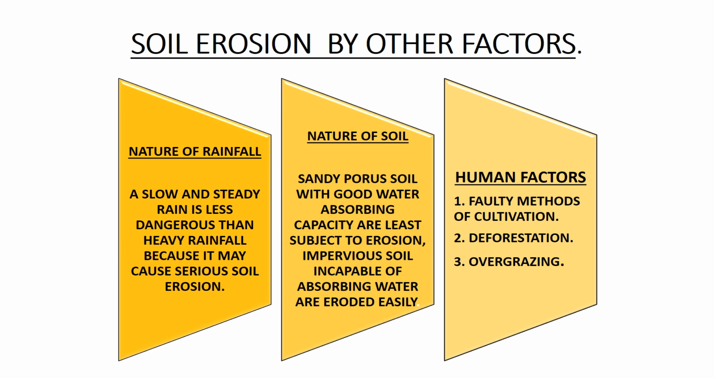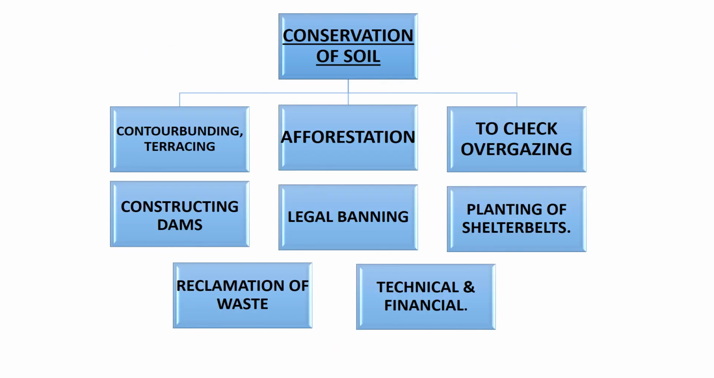Nature of rainfall. A slow and steady rain is still less dangerous than heavy rainfall because it may cause serious soil erosion. Nature of soil. Sandy, porous soil with good water absorbing capacity are least subject to erosion, whereas impervious soil incapable of absorbing water are eroded easily. Third is human factors. It deals with faulty methods of cultivation, deforestation, and overgrazing.